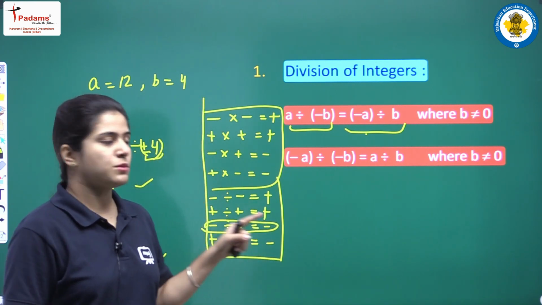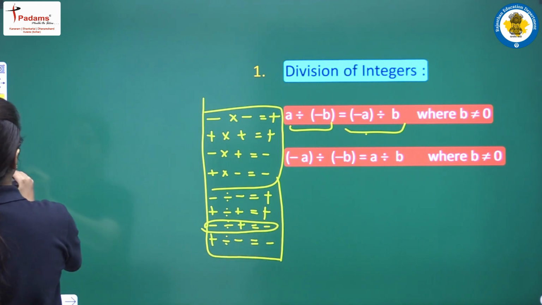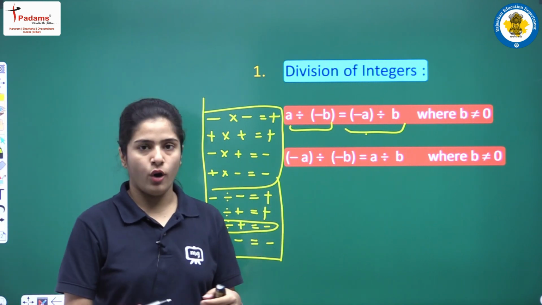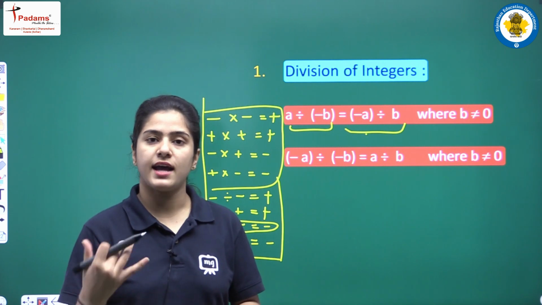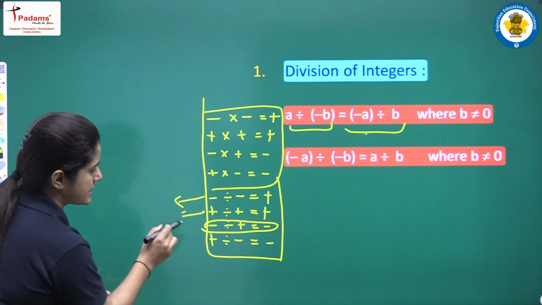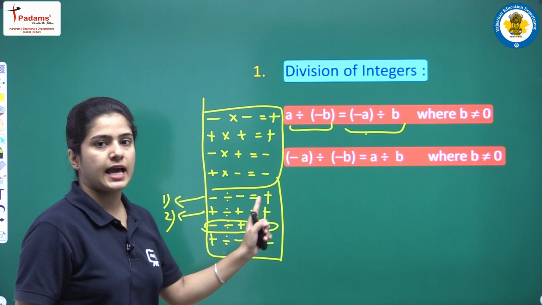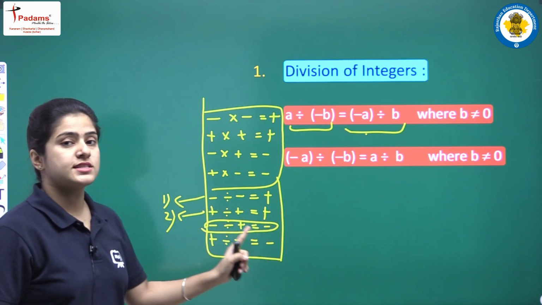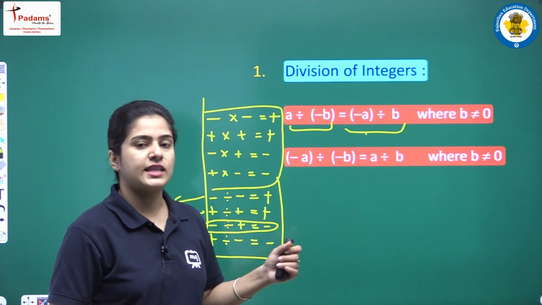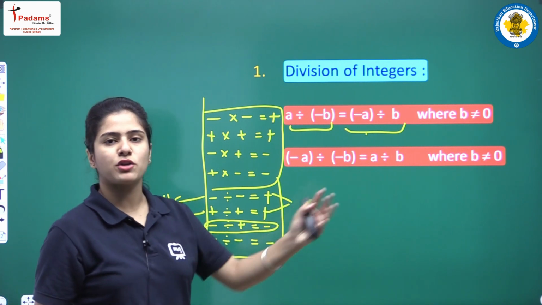Okay, so let's move to the next part. What is it saying? It is saying that when minus a is divided by minus b, or if a is divided by b, the answer is the same. This is the same thing we have talked about in 1 and 2. If a negative integer is divided by a negative integer, the answer will be positive. And if two positive integers are divided by each other, the answer will also be positive. That is why if both are positive, both are the same, right? This is what we have talked about.